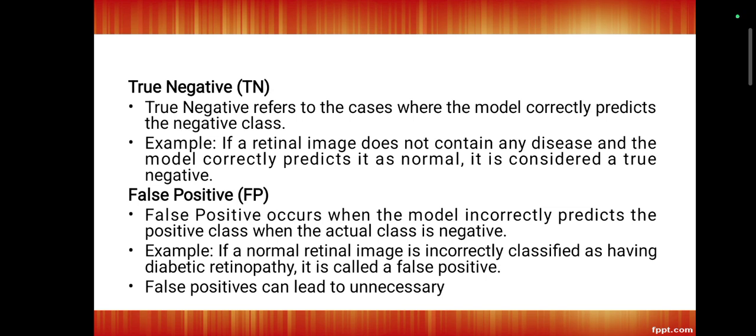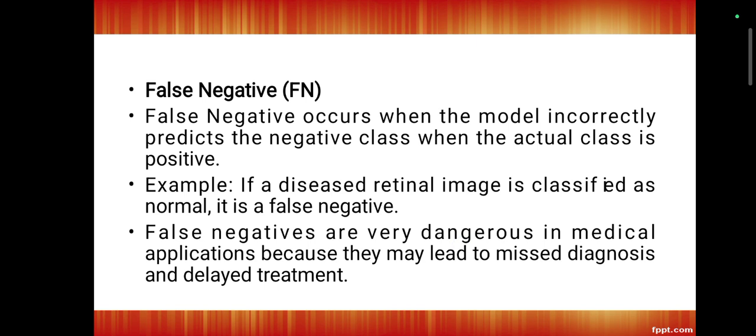True negative. True negative refers to the cases where the model correctly predicts the negative class. Example, if the retinal image does not contain the disease and the model correctly predicts it as normal. False negative. False negative occurs when the model incorrectly predicts the negative class when the actual class is positive. Example, if a diseased retinal image is classified as normal, it is called a false negative. False negatives are very dangerous in medical applications because they may lead to missed diagnosis and delayed treatment.